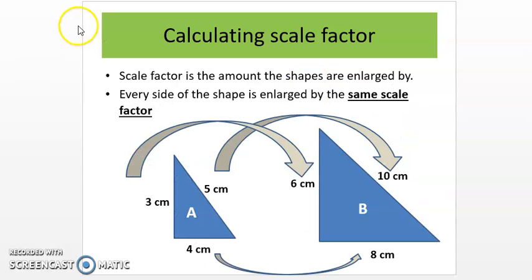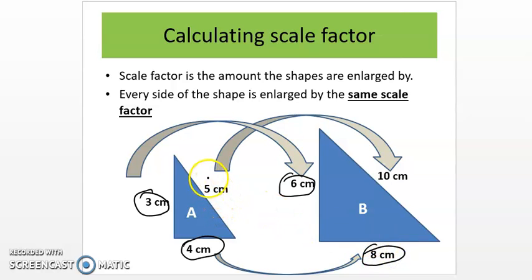Now the question arises, how would we measure the scale factor in order to determine whether two figures are similar or not? The first step is that you should identify the corresponding sides. Like you can over here see two triangles A and B. Now this side of 3 cm corresponds to the side of 6 cm. Similarly, the side of 4 cm corresponds to the side of 8 cm, while the side of 5 cm corresponds to the side of 10 cm.